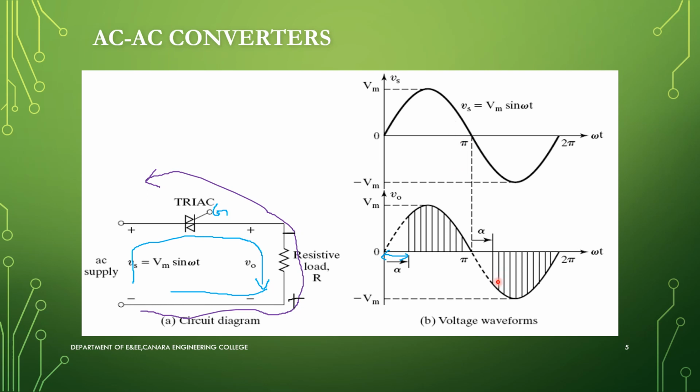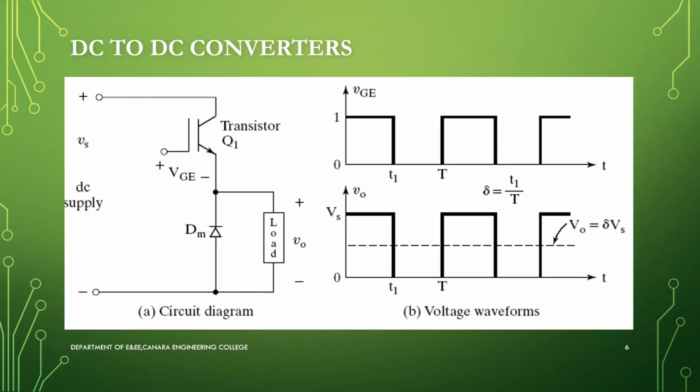Always remember, for AC to AC conversion you have to use a device with bidirectional current carrying capability. Next, we go for DC to DC converters. Here, your fixed DC is converted to variable DC. So you can observe here this particular transistor which is operated as a switch, and this is an IGBT, right? So the IGBT has three terminals. This is gate, this is collector, and this is emitter.